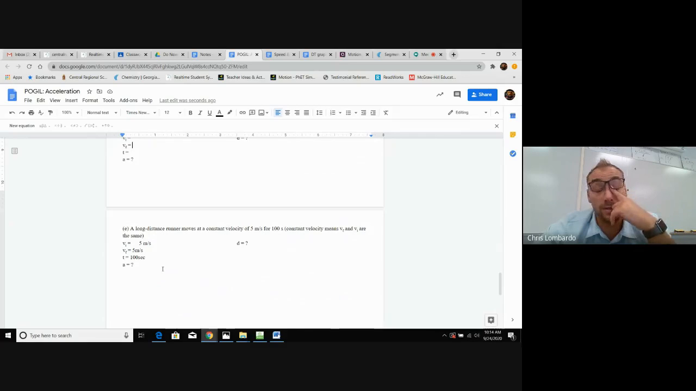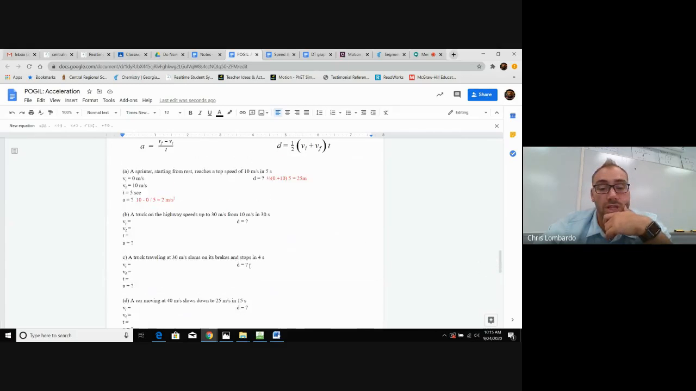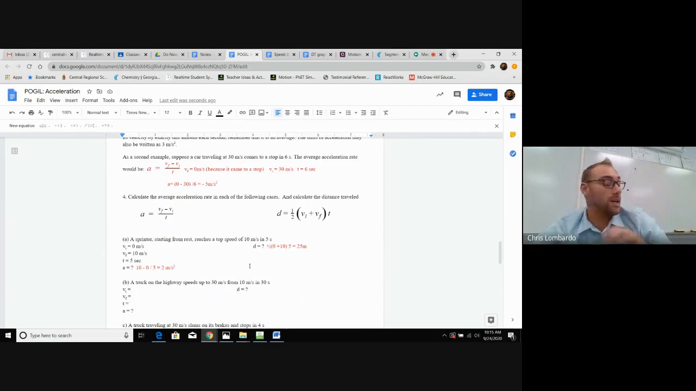Can you have 0 as an answer? That's a possibility. Can you have negative? Yes. All right, if it's positive, you don't need to put the positive. Can you have a negative distance traveled? That is incorrect. You can only have a positive distance traveled.